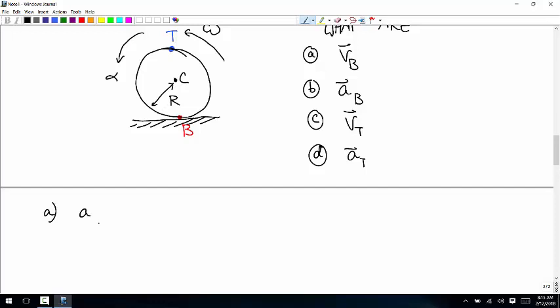So we know that the acceleration of the bottom relative to the ground is equal to the acceleration of the bottom relative to the center, plus the acceleration of the center relative to the ground. Keep doing that. Velocity of the bottom relative to the ground is equal to the velocity of the bottom relative to the center, plus velocity of the center relative to the ground.